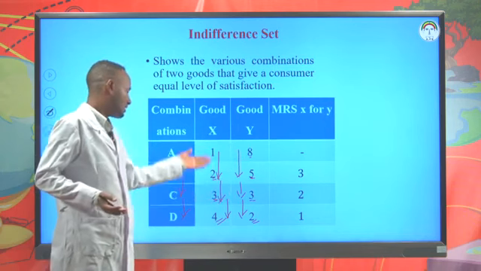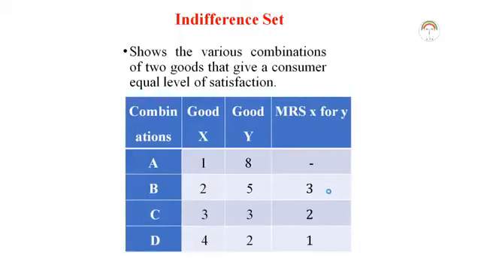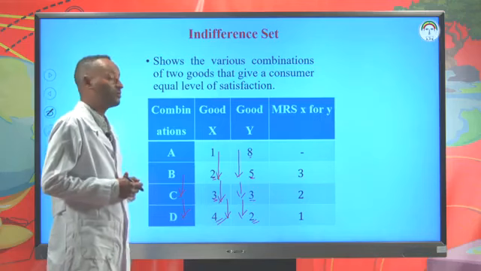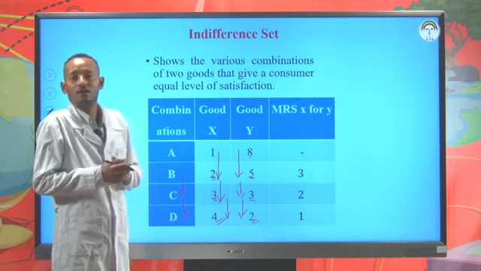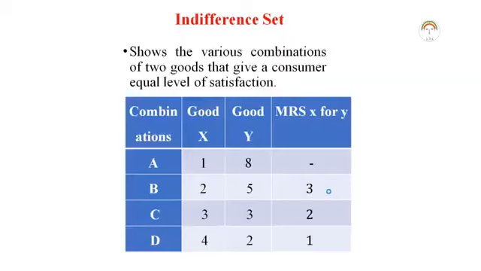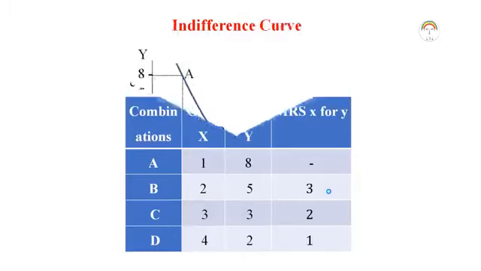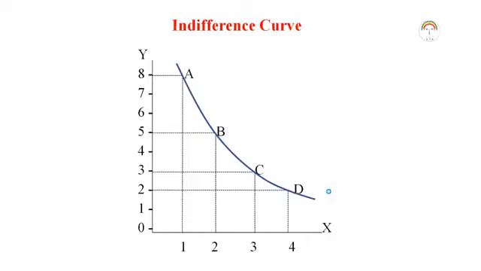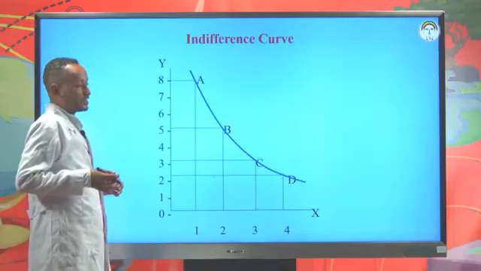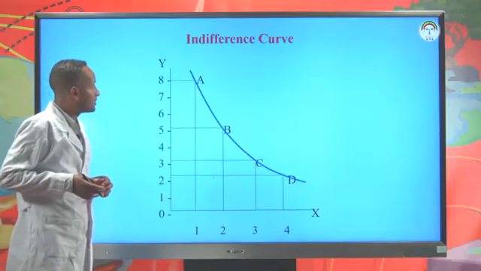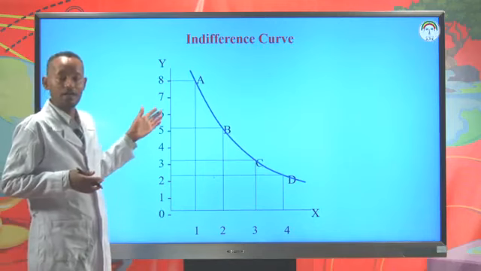No. I have better to consume 4 units of orange and 2 bananas. In this case, the consumer will be indifferent. This is the case that leads to the indifference set. Now, let's represent the indifference sets on a curve called the indifference curve.